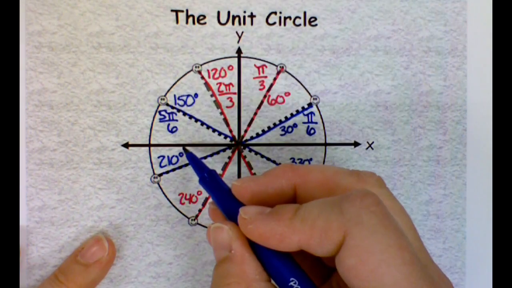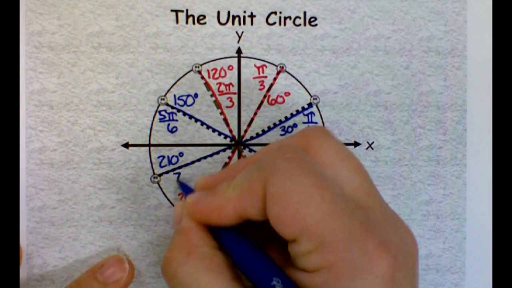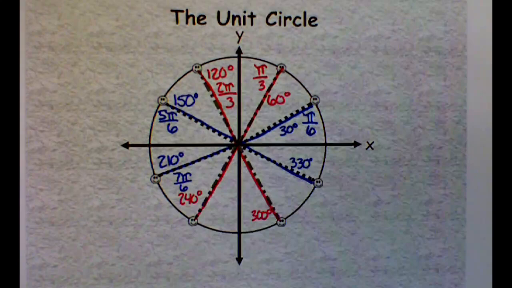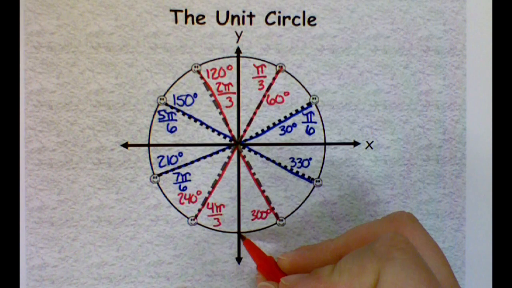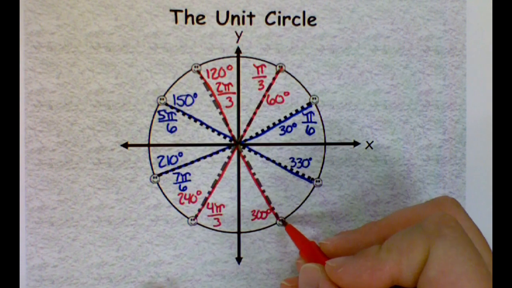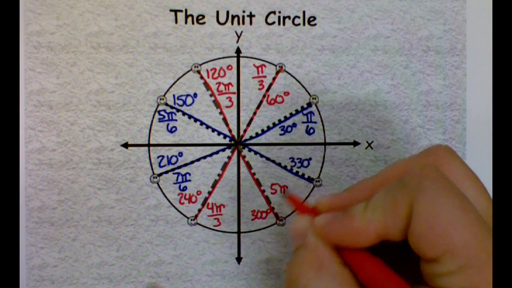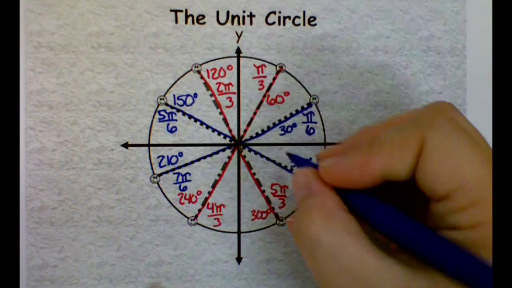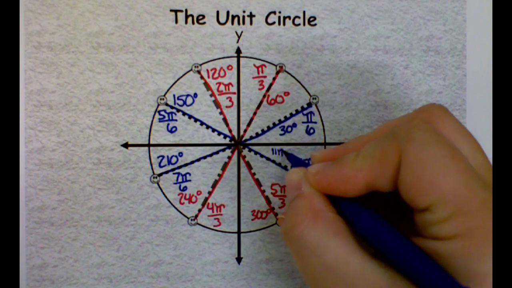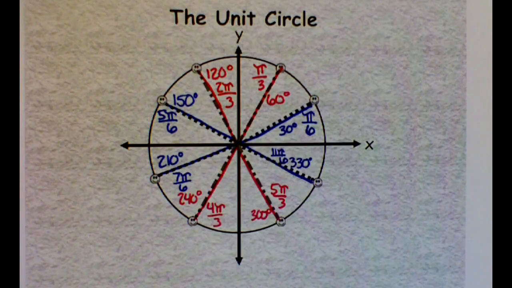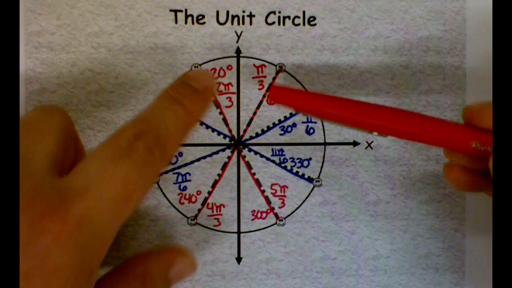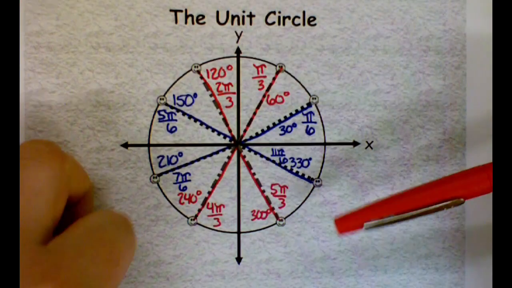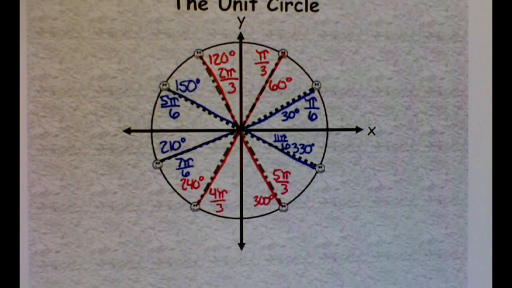6 pi over 6, or 1 pi. 7 pi over 6. 8 pi over 6, which is 4 pi over 3. 9 pi over 6, 3 pi over 2. 10 pi over 6, which is 5 pi over 3. And then 11 pi over 6. So my color coding here, notice that my blue lines are pi over 6s. My reds are pi over 3s. They're very closely connected, but just ever so slightly different.